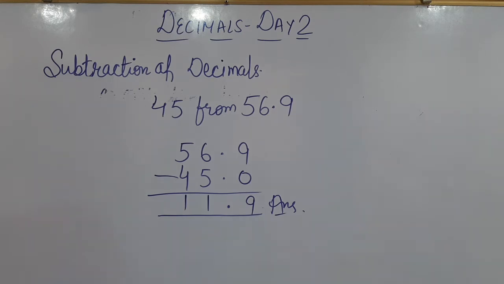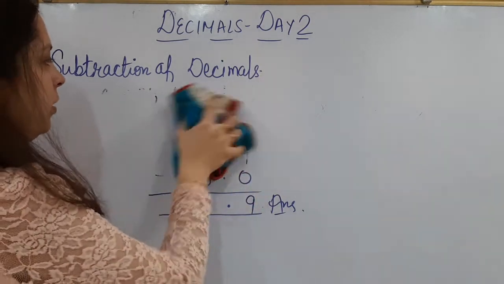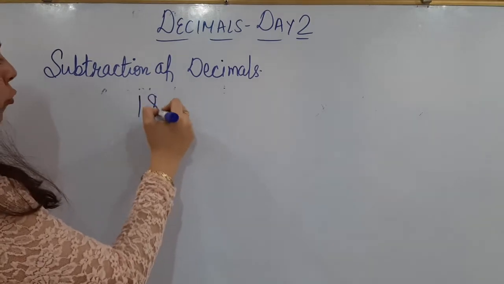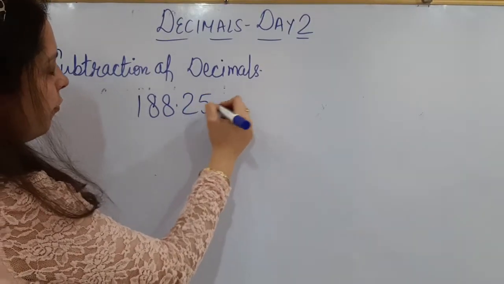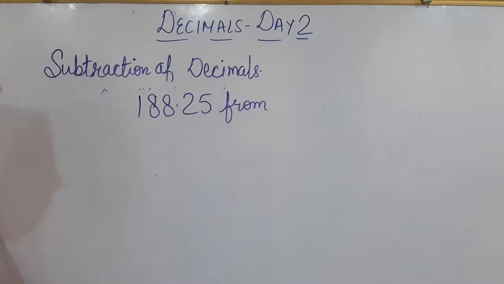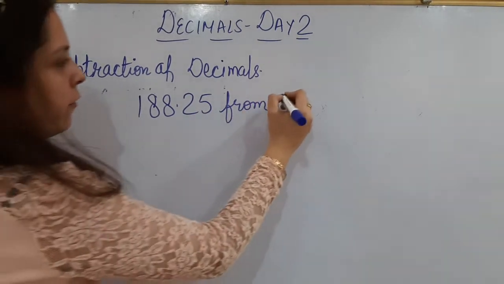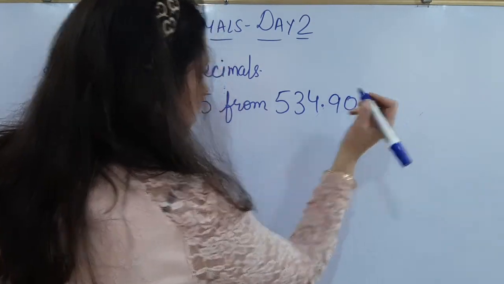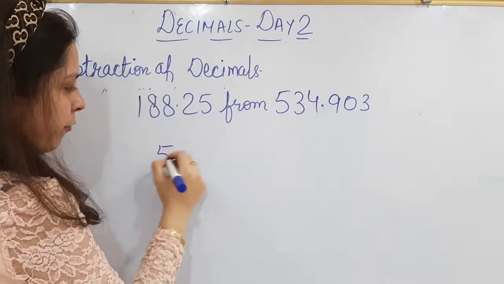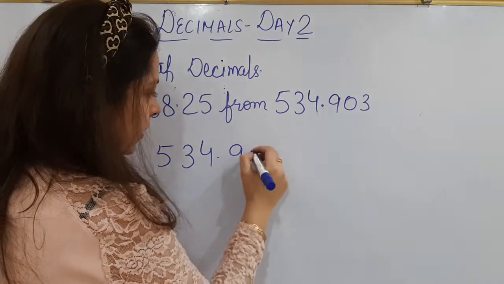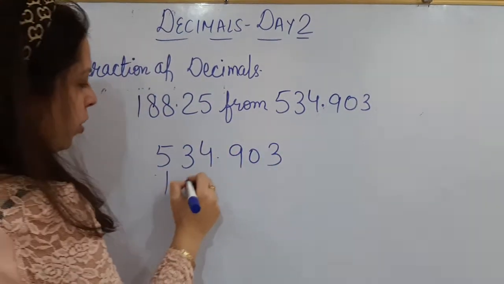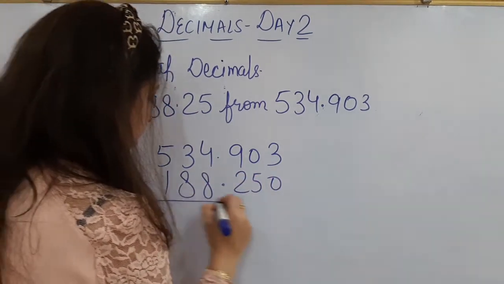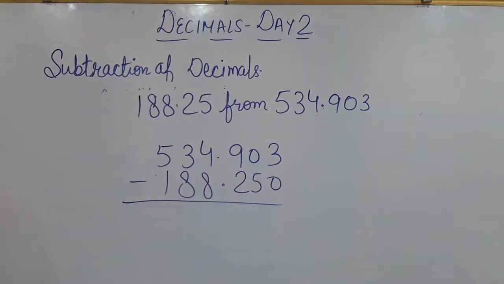So let's consider the last question of subtraction, which is 188.25, and you have to subtract it from 534.903. So 534.903, and you have to subtract 188.25 from here. Okay, so I write 0 in the blank space.